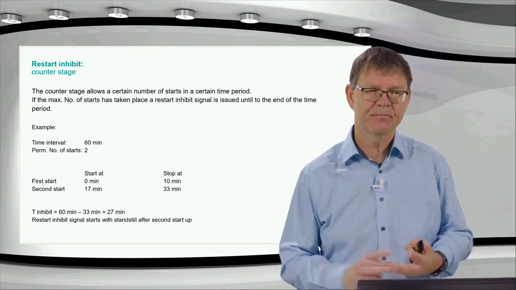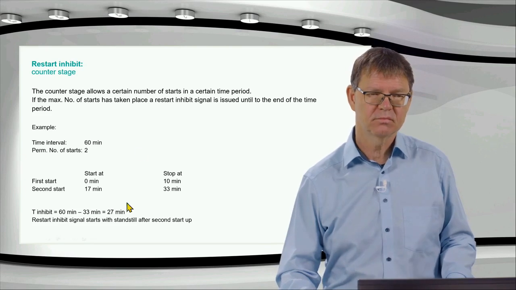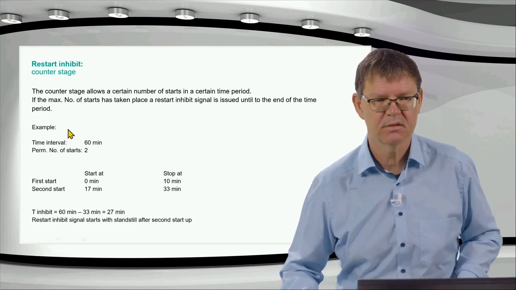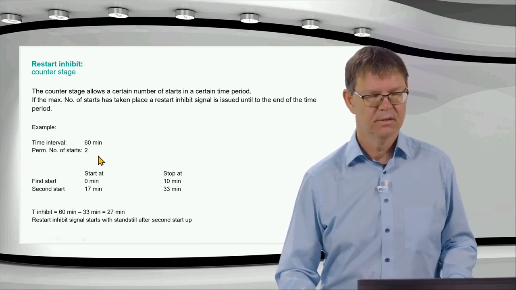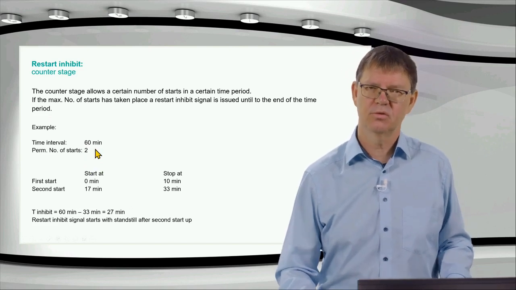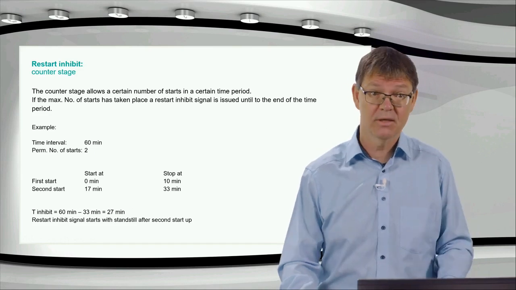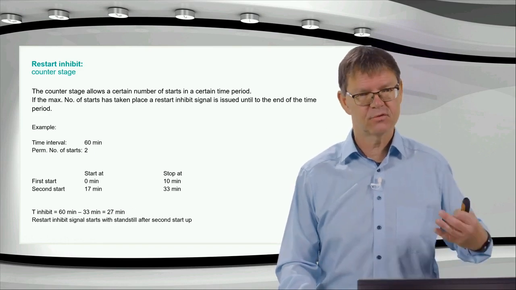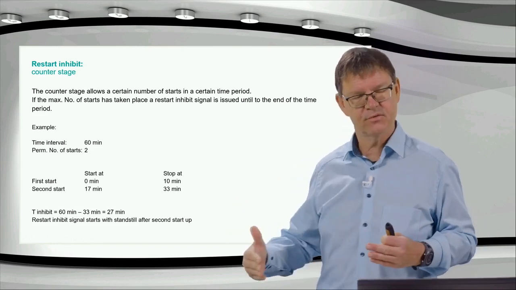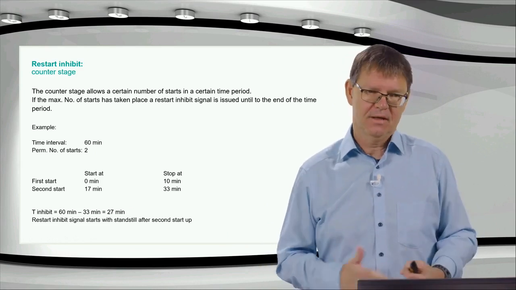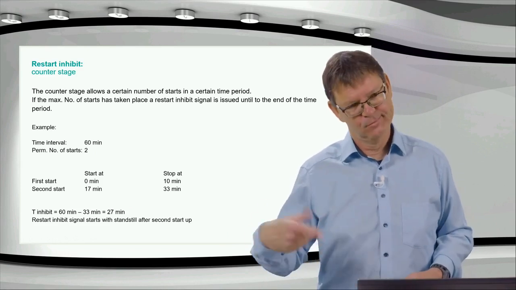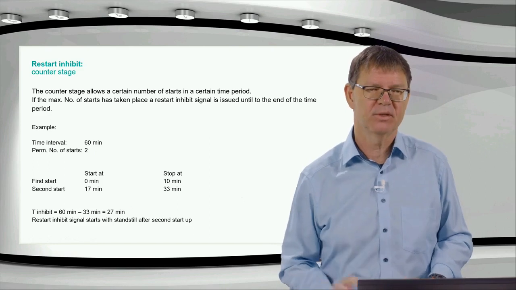Let's make this example. I have a time interval of 60 minutes. That means in the 60 minutes, the motor can be started two times. This is what the motor manufacturer allows, but not more. So I have this to prevent the restarting if somebody wants to start more often in that time period.